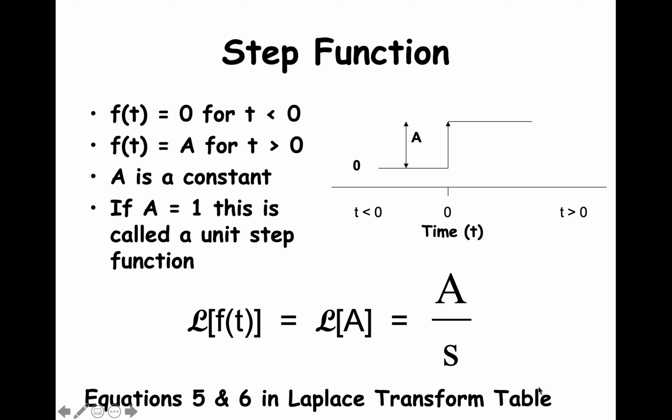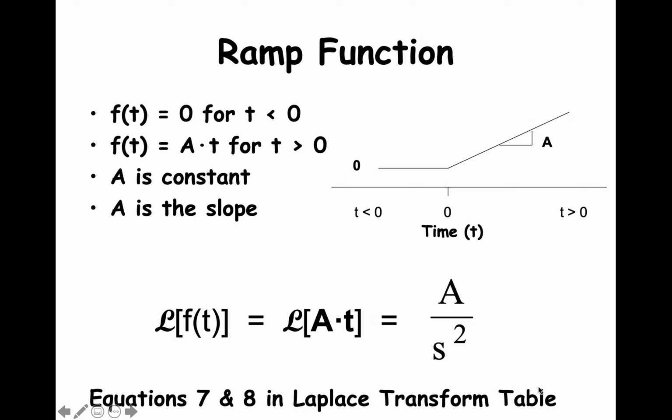Step functions in the time domain are equations 5 and 6 in the Laplace transform table. The ramp function is a times t beginning at time 0. Because the value at time 0 is 0, there is no zero offset term b. f(t) equals 0 at time smaller than 0. a is a constant and is the slope of the ramp. a can be positive, negative, or a fraction.